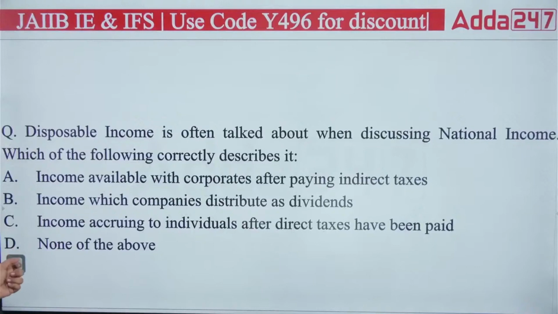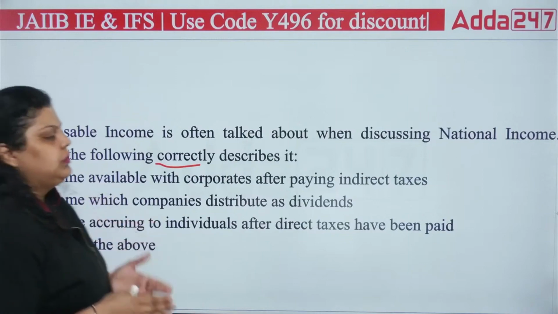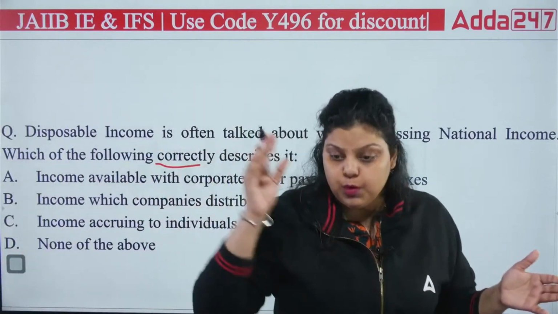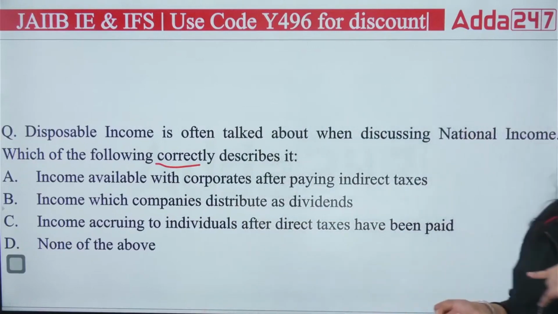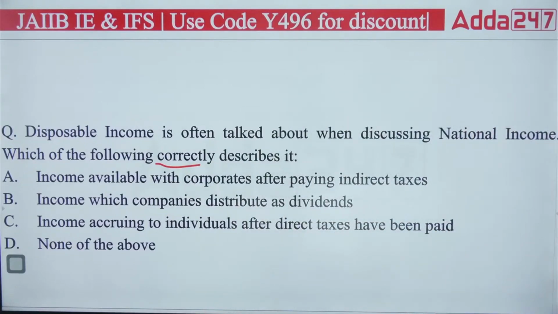Next question we have, disposable income is often talked about when discussing the national income. Which of the following correctly describe the disposable income? If we talk about personal income, it means the total income of an individual. But when we talk about personal disposable income, it's the income which actually can be used by you to perform any kind of purchase of goods and services.